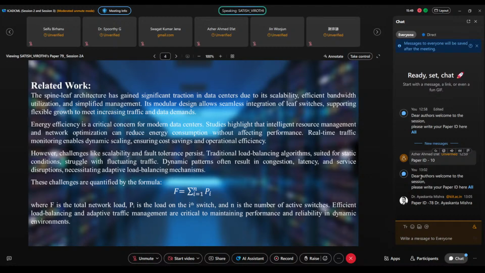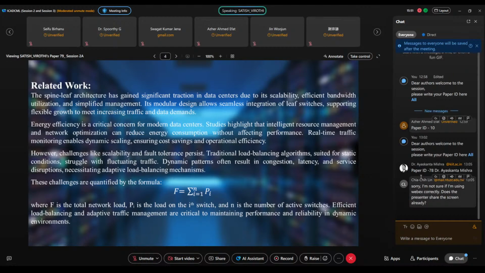However, overcoming the challenges of dynamic traffic management and ensuring energy efficiency requires further innovations in load balancing techniques. These solutions are critical to ensure reliability and performance in today's data-driven world.